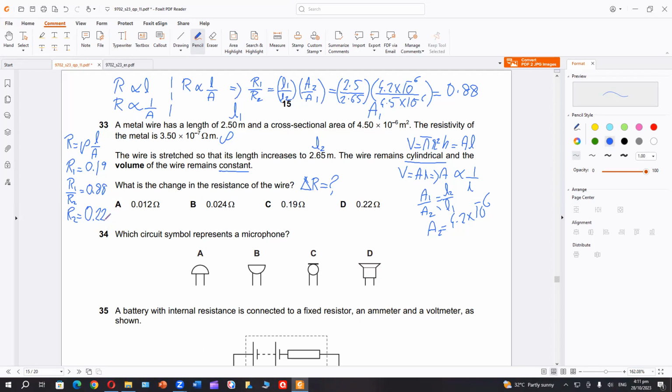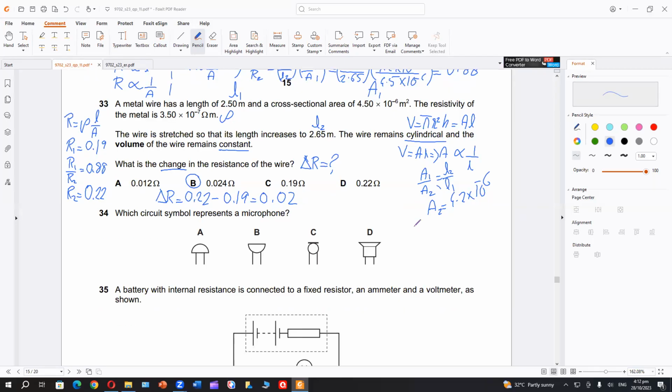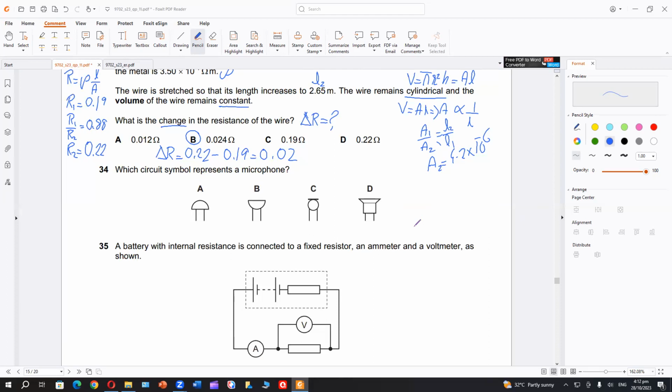Which circuit symbol represents a microphone? Wait, the answer is B though. It's 0.024. Which circuit symbol represents a microphone? Now it's a memory. See?